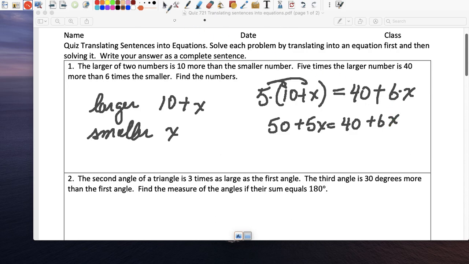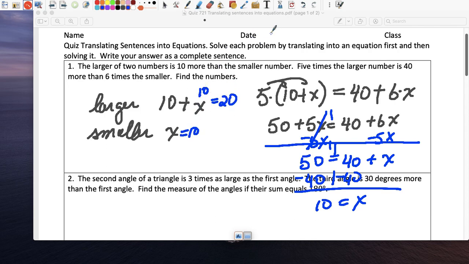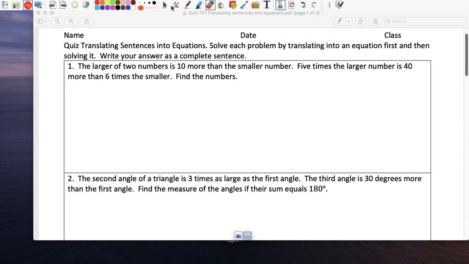We have variables on both sides. Get rid of one of them, getting rid of the smaller one here. So I can do minus 5x on both sides. These two go away. 50 is the only thing left over on the left side. And I have 40 plus 6x minus 5x, which is x. Minus 40 on both sides, and x is 10. So our small number is 10, and the large number is 10 plus 10, which makes it 20.